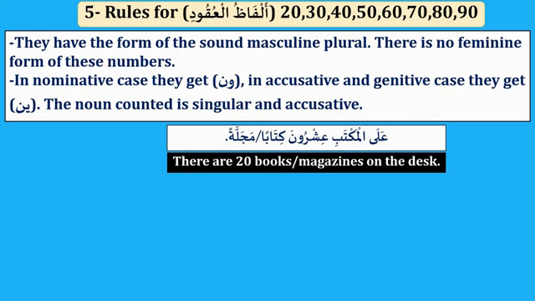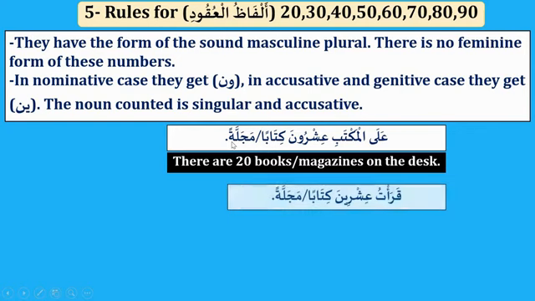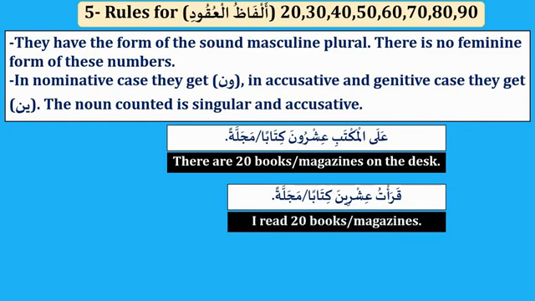I used two different genders because there's no feminine form of 20. They must be used for feminine and masculine. 20 كتابا, 20 مجلة. In accusative case, قرأت 20 كتابا أو مجلة. I read 20 books or 20 magazines. Waw becomes ya in accusative case.